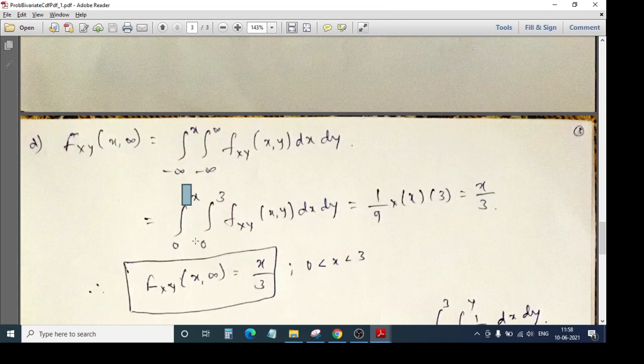Coming to y, y is from where now? It is 0 to 3. That is, let us not take the whole infinity. It is only in the range of where now? From 0 to 3. So that's why we have taken this limit.